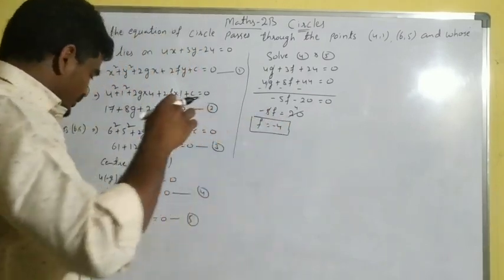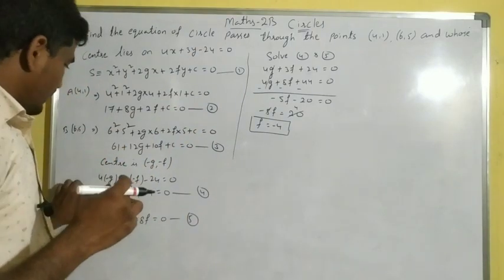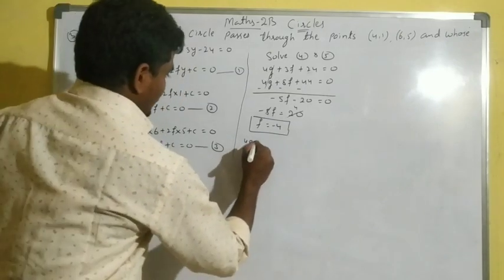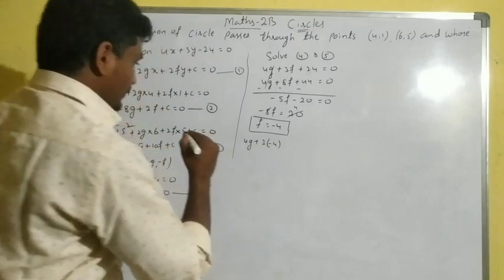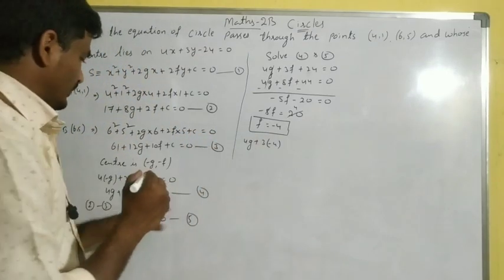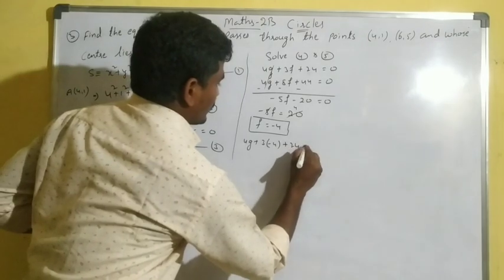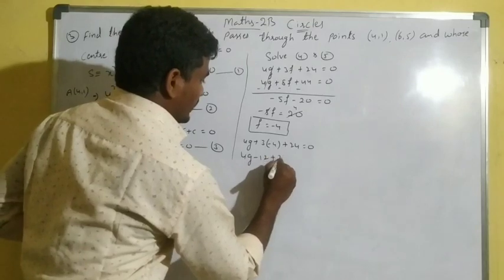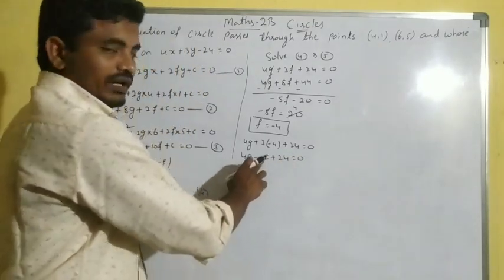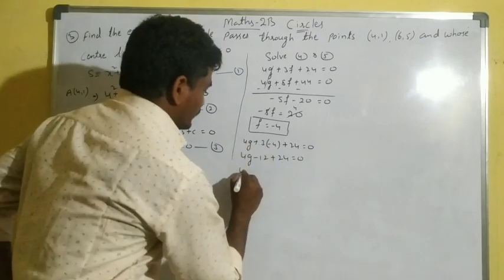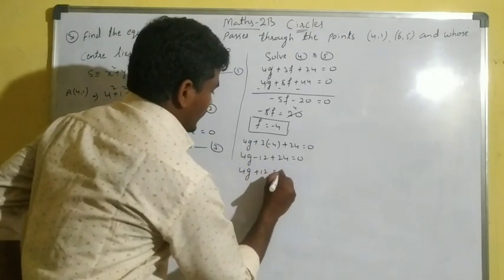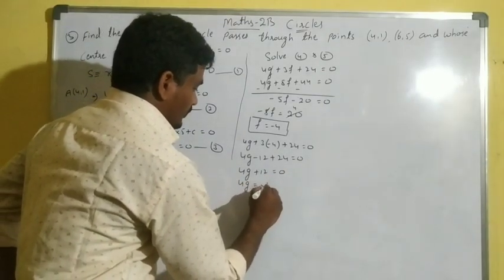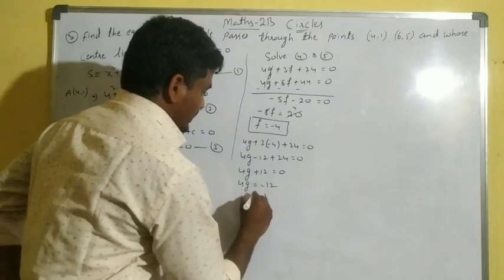By getting the f value, you substitute in equation number 4. Equation number 4, if you substitute here, 4g plus 3 of minus 4, because f is minus 4, plus 24 equals 0. 4g, 3 times 4 is minus 12, plus 24 equals 0. 24 minus 12 is plus 12 equals 0. 12 sent to the right side, minus 12. Finally g equals minus 3 we got here.